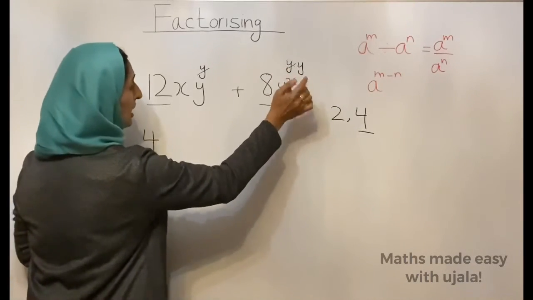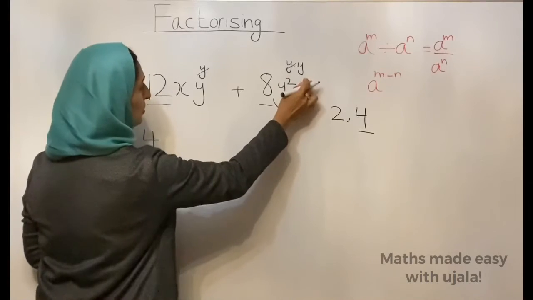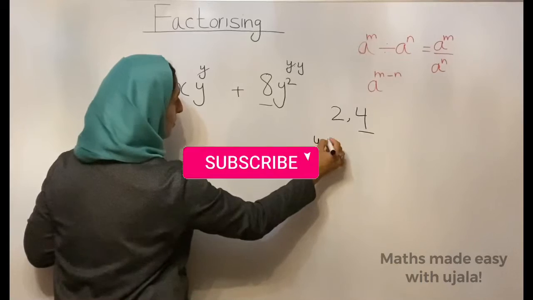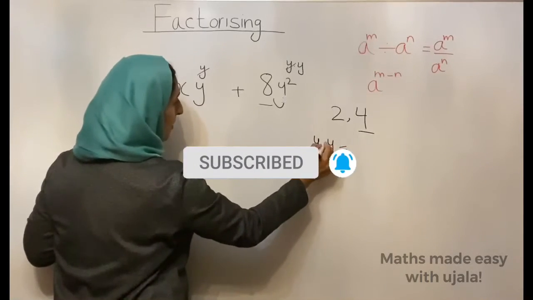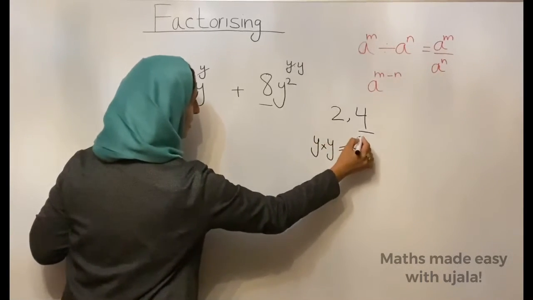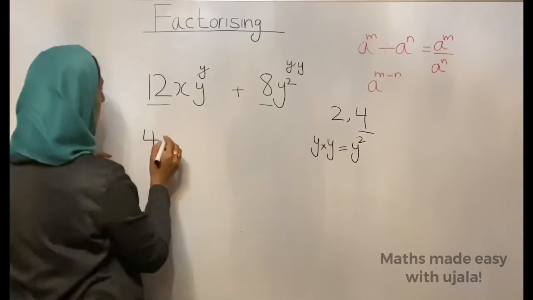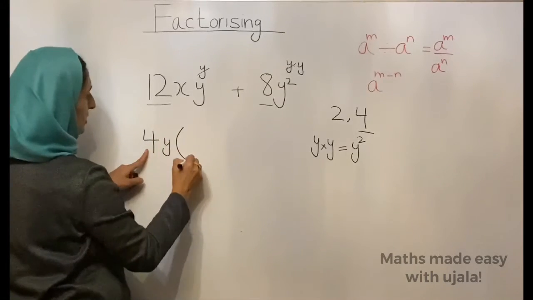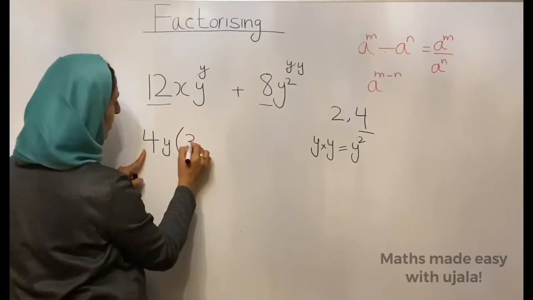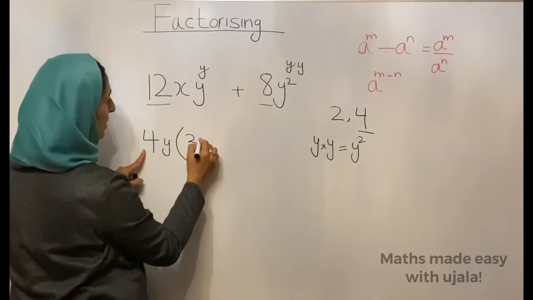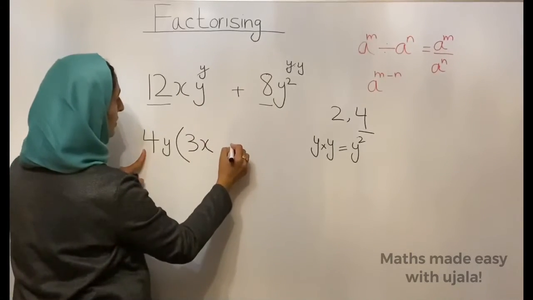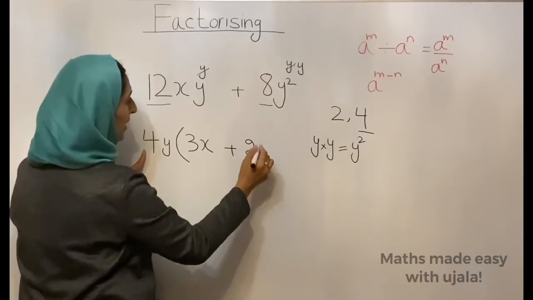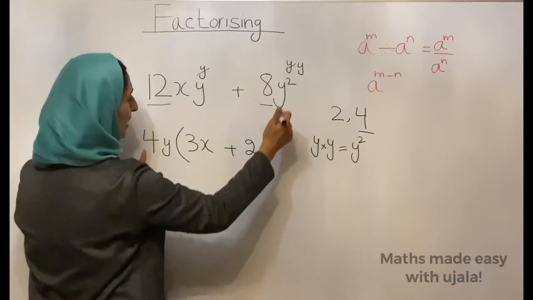I'm making this easier for you to understand, because y square means there are 2 y's. Remember this rule: when the bases are the same and they are multiplying, you add their powers. 1 plus 1, 2. So 4 is common. 1y is common. So 4 times 3 is 12. X is the leftover. Plus 4 times, how many times is 8? 4 times 2 is 8. Y square, 1y gone, 1 left.